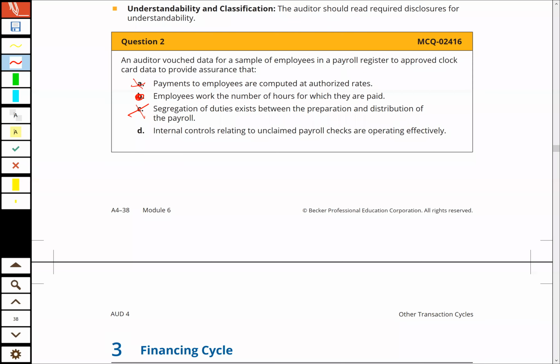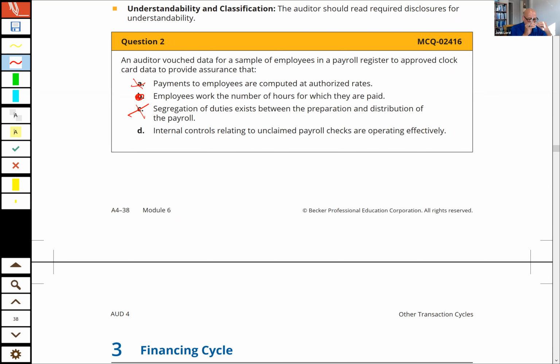They've worked hard to develop that imagination for you, haven't they? Okay, so use it. Okay, D, internal control relating to unclaimed payroll checks are operating effectively. Now let me see.